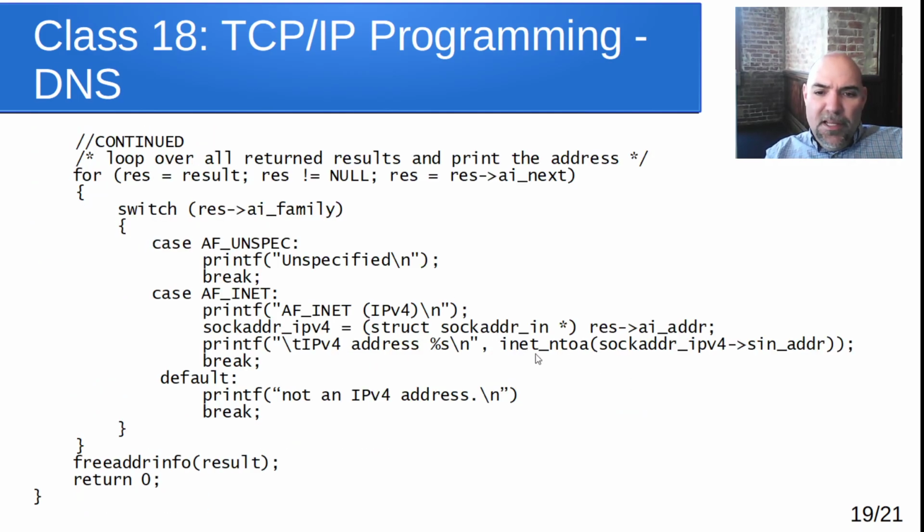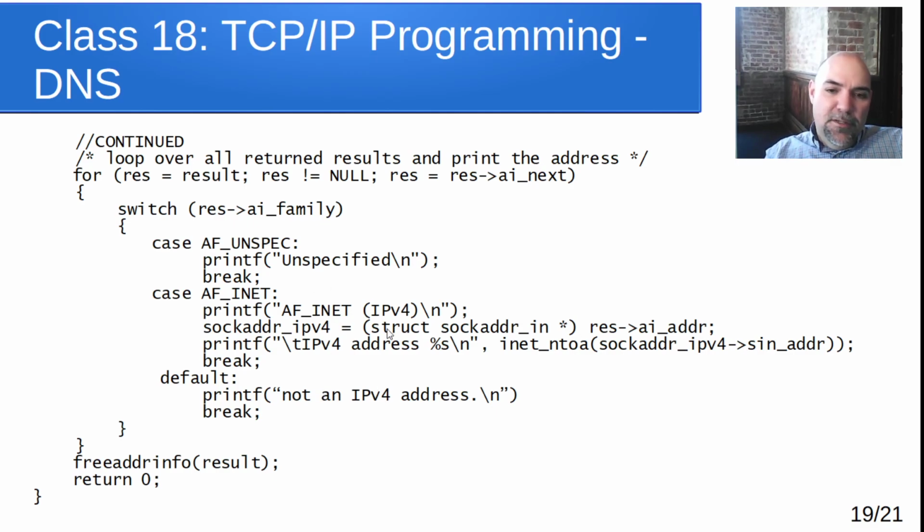And here what I did, I just printed out that address using inet_ntoa again. So this program is very similar, except it's going to return all of them. And notice I left off the code to print out if it has an AF_INET6; I just have a default that says, hey, that's not an IPv4 address.